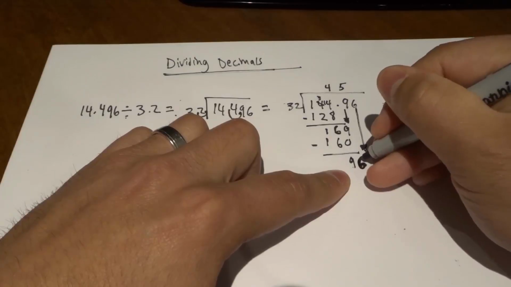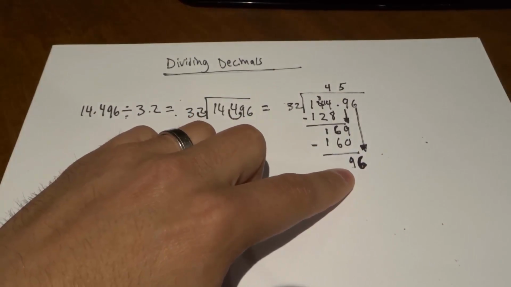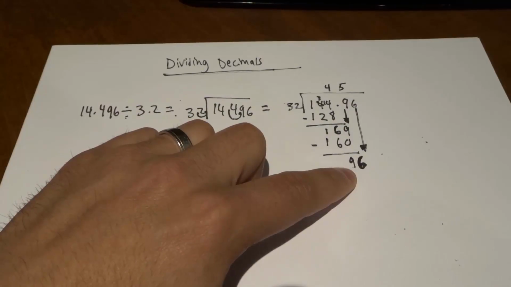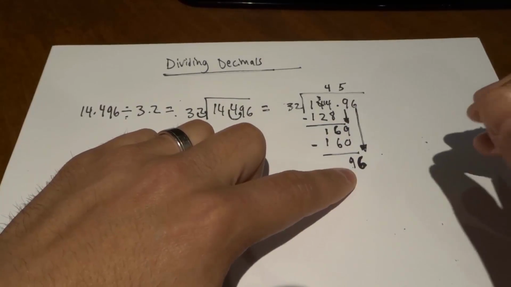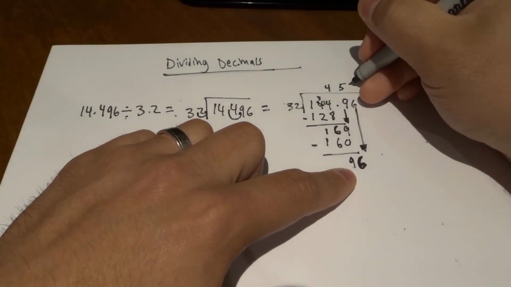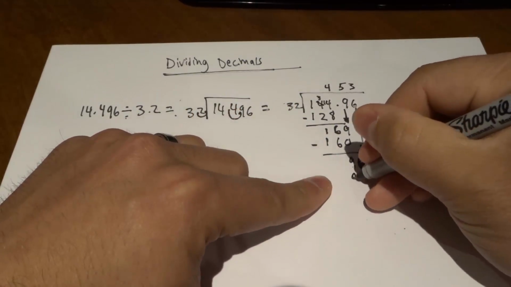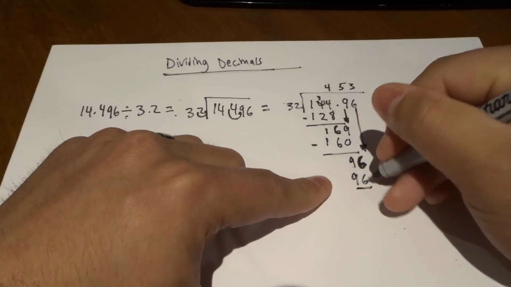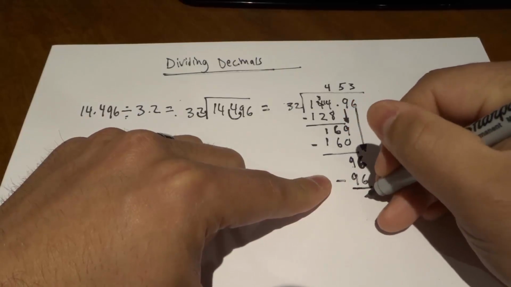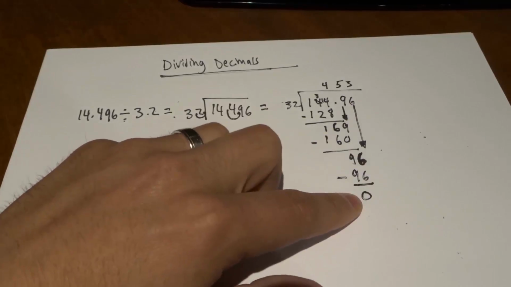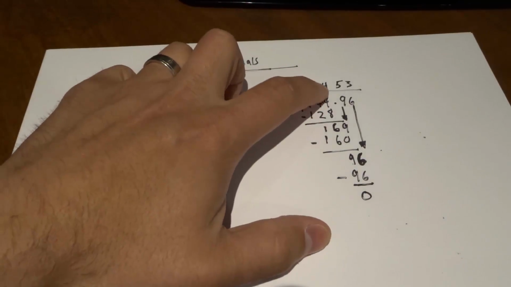Once again, let's just make that look a little bit better. Now we have to figure out how many times 32 goes into 96. I know that 32 goes into 96 evenly 3 times, okay? Because if I multiply 32 by 3, it gives me 96. We now subtract just to make sure we don't have a remainder, and we do not have a remainder. If we did have a remainder, obviously the remainder would be there, but we now have a 4, a 5, and a 3 up here.